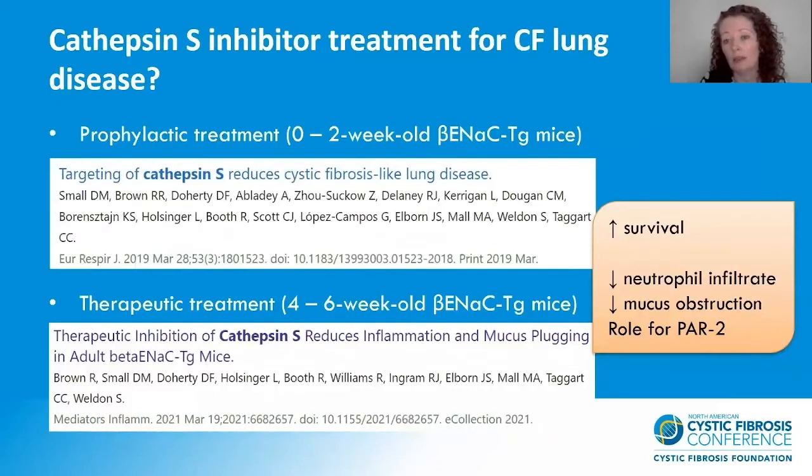So we then evaluated the role of cathepsin S in the pathogenesis of CF lung disease and its potential as a therapeutic target. To do this, we used the beta-ENaC transgenic mouse model, and we generated cathepsin S knockout beta-ENaC mice, and we also used cathepsin S inhibitors. Both genetic and pharmacological knockdown of cathepsin S dampened inflammation and mucus obstruction when given either as a prophylactic treatment to newborn mice or as a therapeutic to adult mice. These effects were found to be mediated, at least in part, by the protease-activated receptor PAR2, which cathepsin S has been shown to activate.